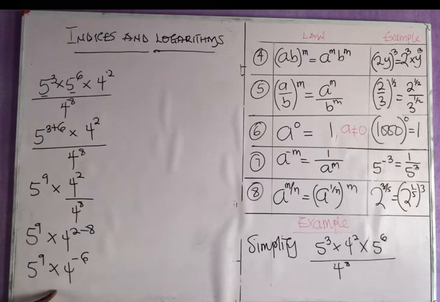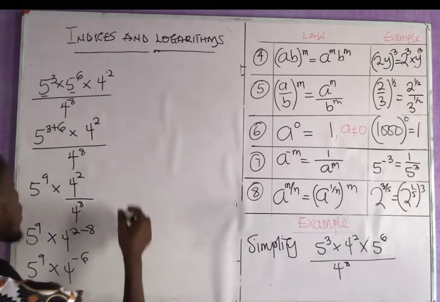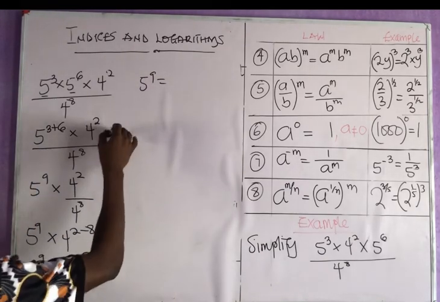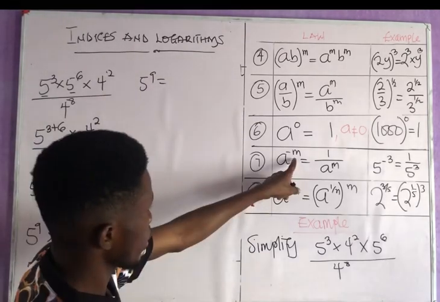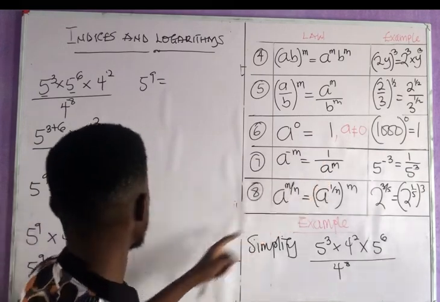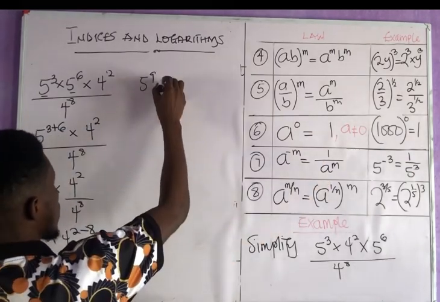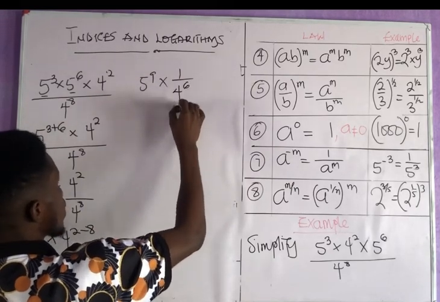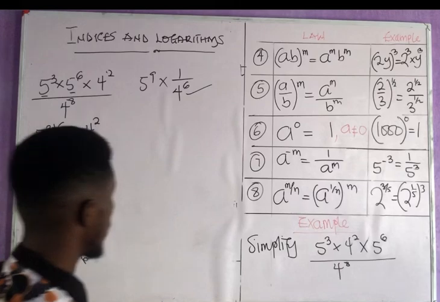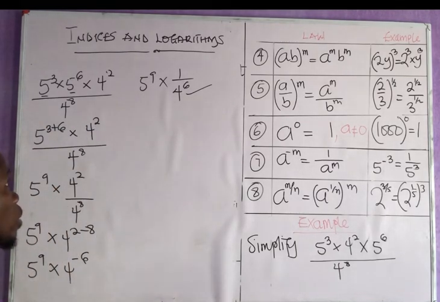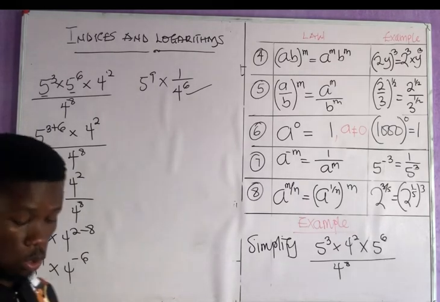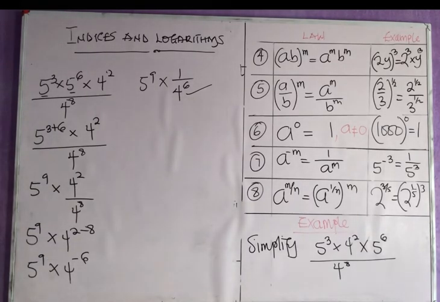6. You can still simplify this one further, because one of the laws says that if you have something like this, you write it as 1 over that. So this one can be written as 1 over 4 to the power 6. So this one becomes our final answer. Okay, so you can break this one down further if you want to. Now let's also look at another example.